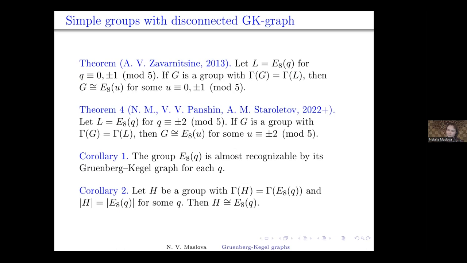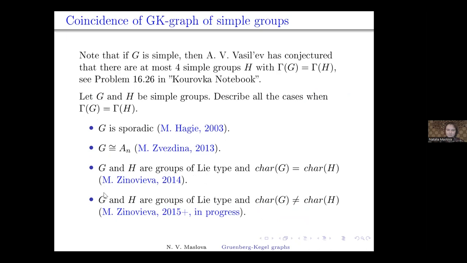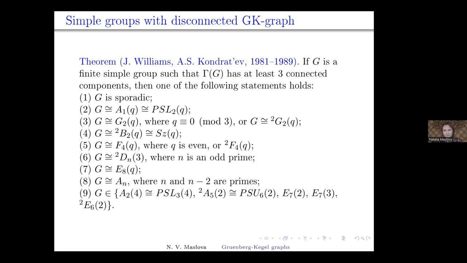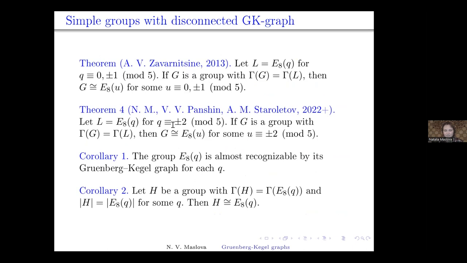Recall that this is research by Mariana Zinovieva. I have discussed this here, and this is one of the hardest cases, when she considers coincidence of Gruenberg Kegel graphs of exceptional groups of Lie type. But I hope that she will solve this question. And my conjecture is that all these groups are exactly recognizable by their Gruenberg Kegel graphs, since there are still no examples of coincidence of Gruenberg Kegel graphs of two groups, EHQ1 and EHQ2.